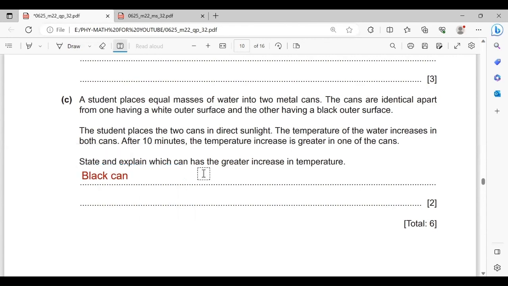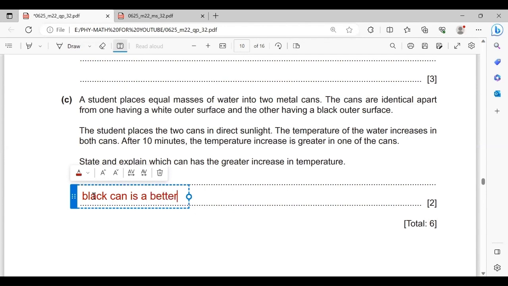Okay, why? Because black hand is a better absorber. Okay, yeah, I think that's the solution.